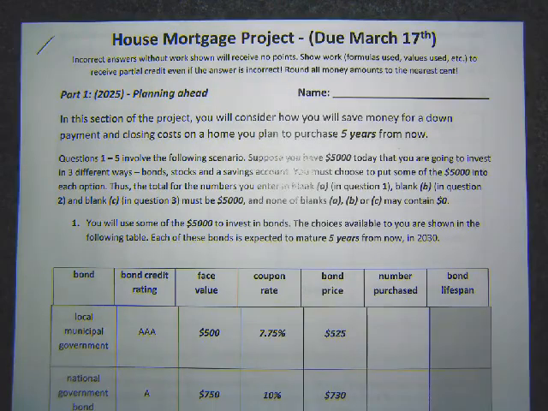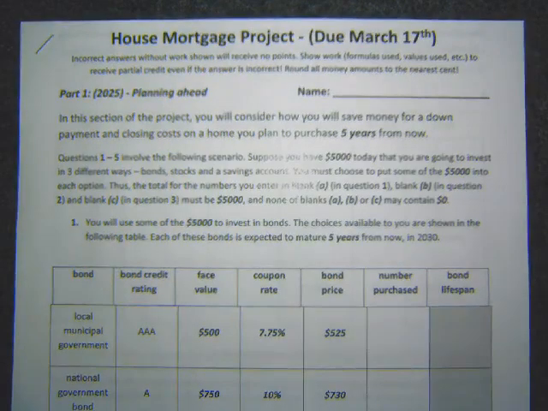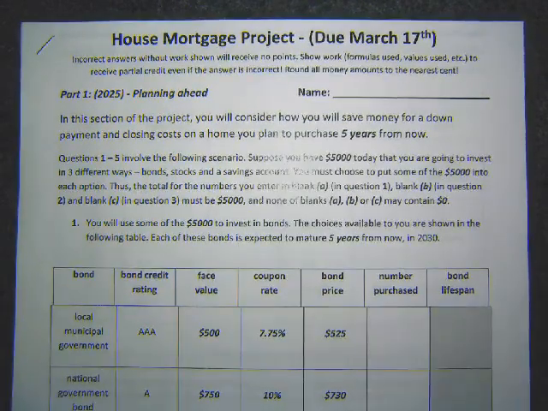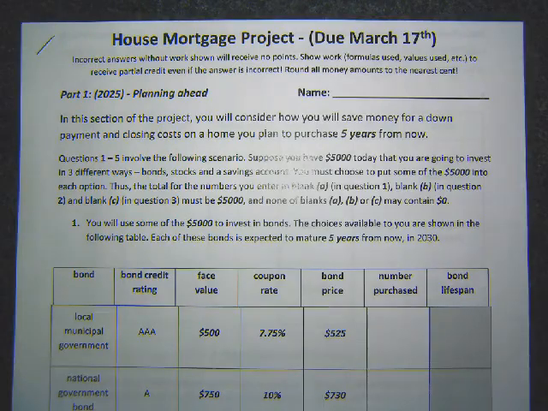That's the plan. So the house mortgage project, we're going to start off. We're going to put some money away and get ready to buy a house. Well, we need to save up for the down payment to do that. So in the first section, you have $5,000 you're going to invest, and then you're going to let it sit for 5 years, and then you're going to take that and use that as part of your money that you'll use for your down payment.